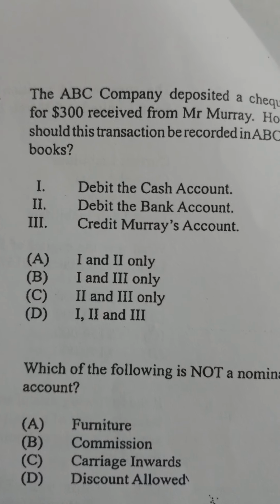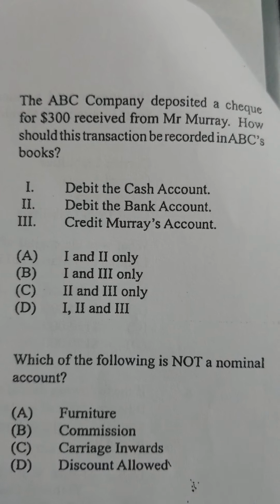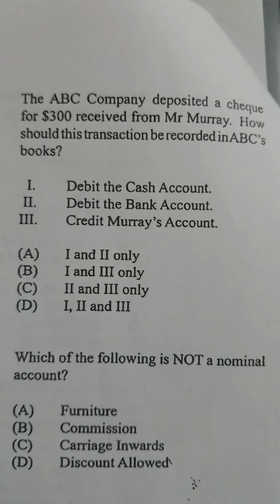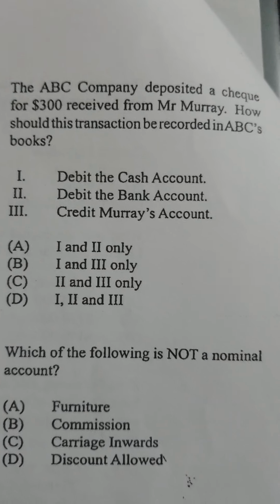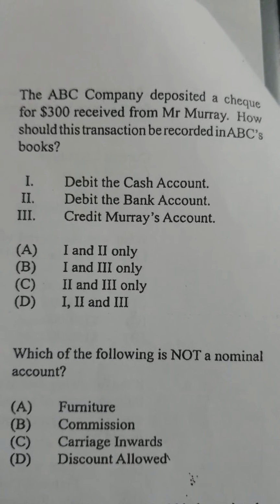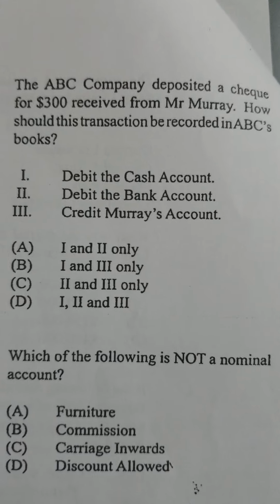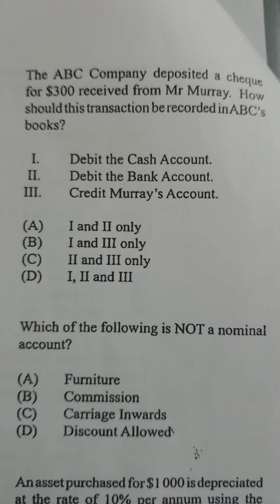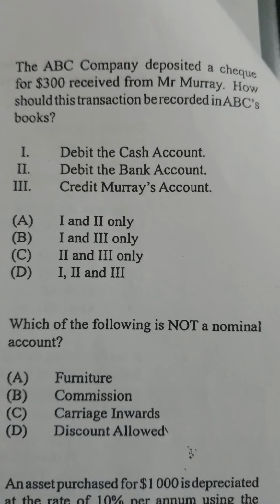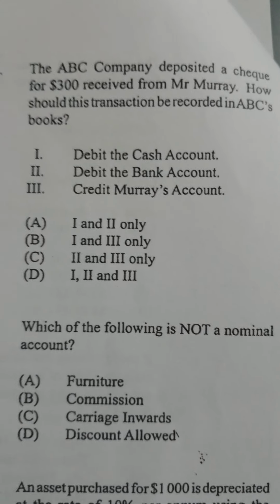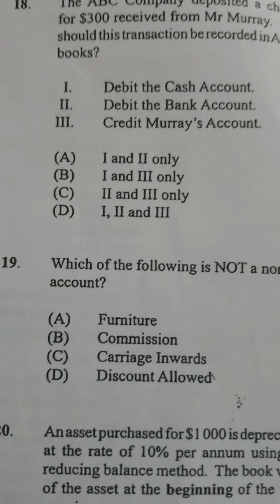So the bank is going to be receiving the money, and of course Murray is going to be giving. So item C, 2 and 3, would be the most appropriate response. All right, let's go to the next one.